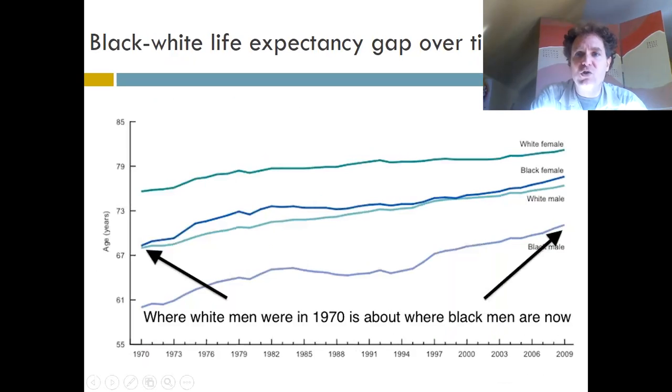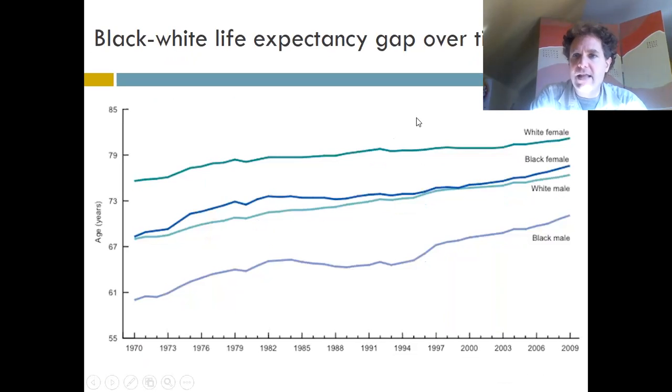We can also track this over time. The basic story is that white Americans are living longer than Black Americans. If we look particularly at the gap in life expectancy between Black and white Americans, we can see that there is a gap there, that white Americans, both female and male, are living longer than their counterparts. We also see that this gap has persisted for a long time. Since the 1970s onwards, there has been this gap.